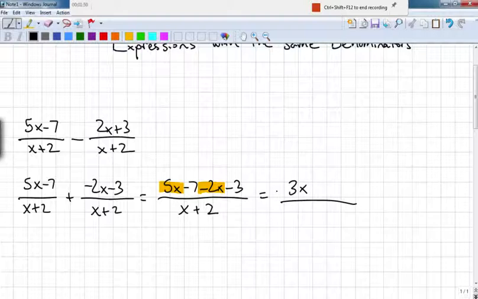And again we're in the numerator. Also in the numerator I've got a negative 7 and a negative 3. Negative 7 and negative 3 add up to negative 10. And then the denominator I got x plus 2. The problem is actually completely simplified at this point. There's nothing else you can do.